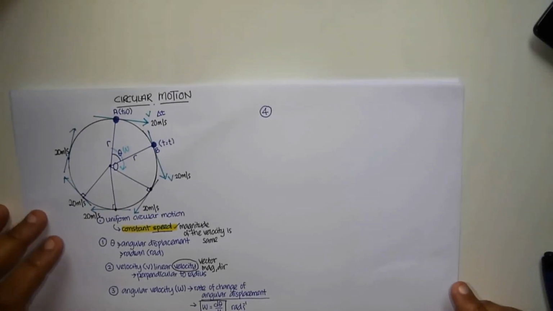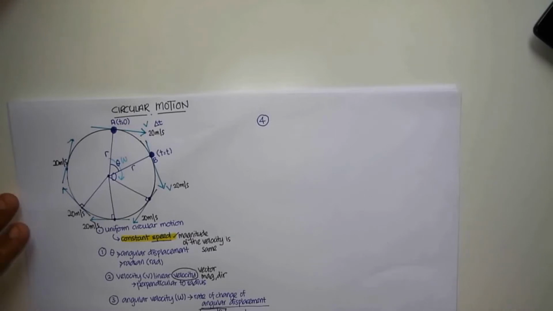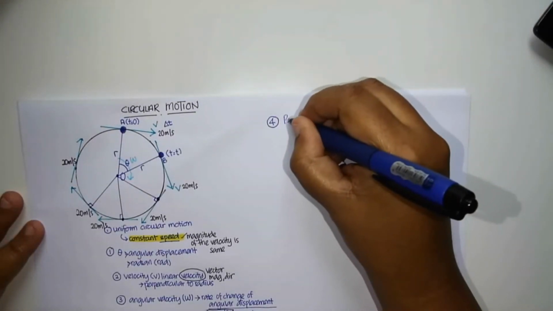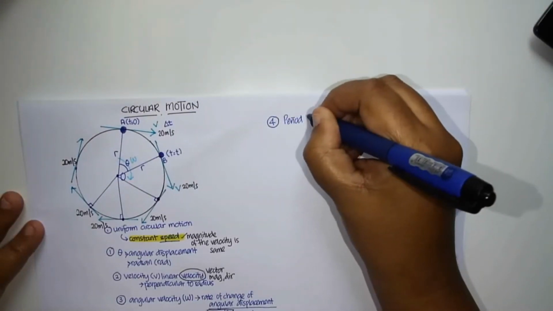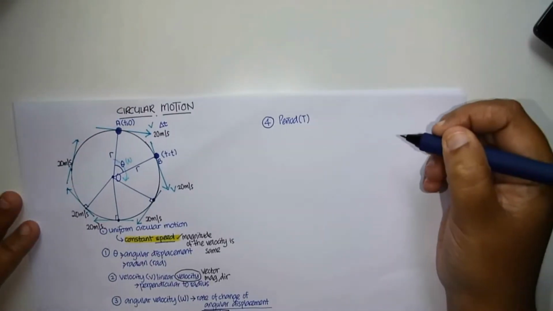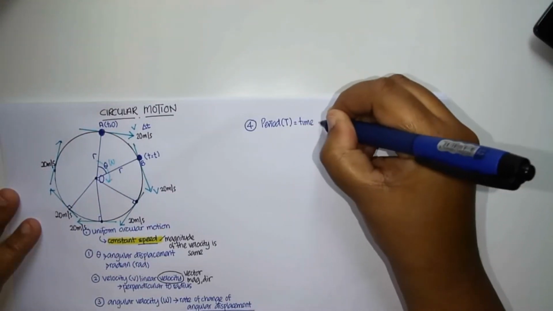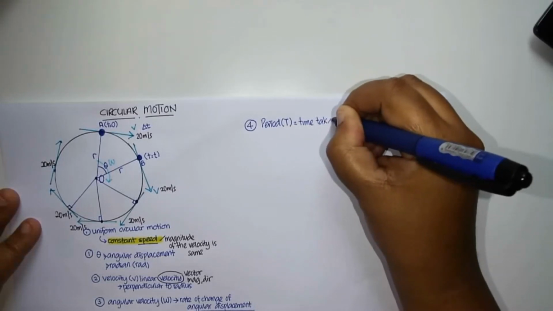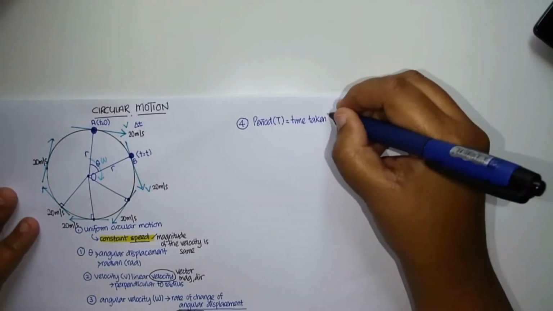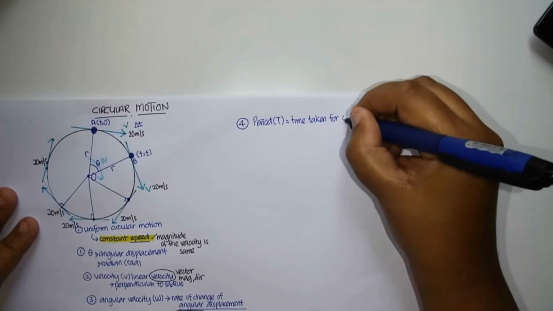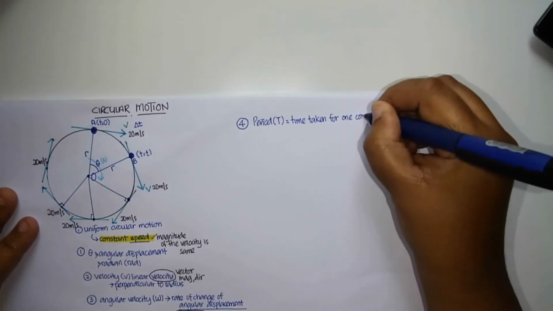Now the next one is number 4. Number 4 is period. The symbol is capital T. Now what is period? Period is the time taken for one complete oscillation.